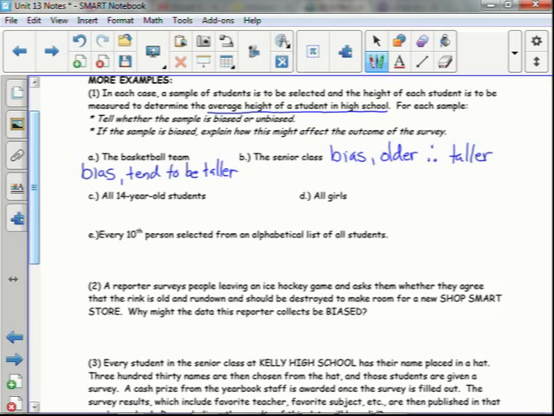All 14-year-old students, again, that has some bias. What about the 15 and 16 and 17-year-old? And they would tend to be shorter. Okay.